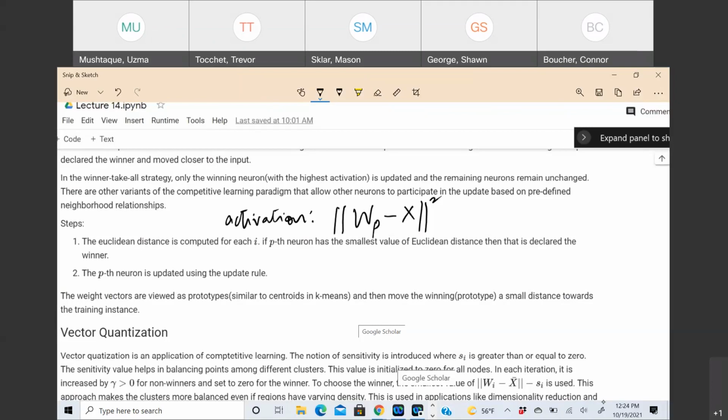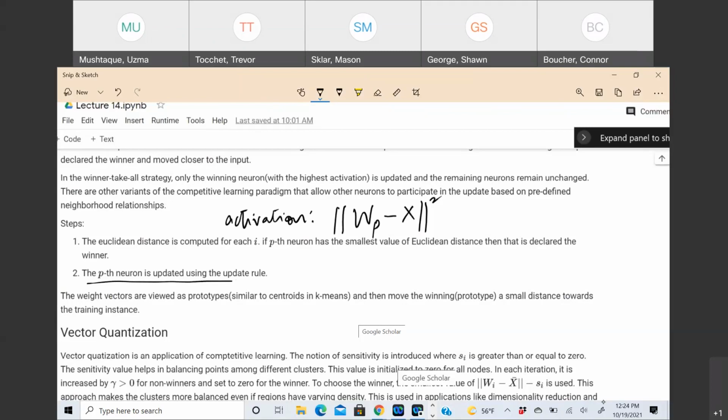And the activation is computed for every neuron. And depending on the problem that we are interested in, most likely we are looking at the neuron that has the highest activation, and that is my winner, right? So that's the first step.